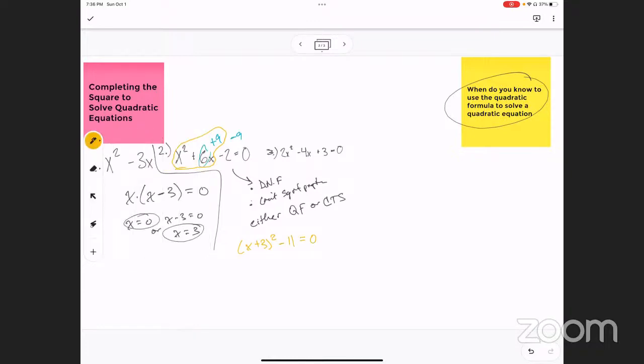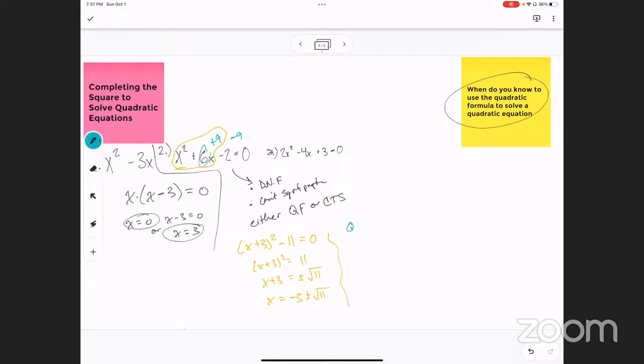And now how do I solve this? Adding the 11. Good. And then so x plus 3 squared equals 11. Then what? Square root. Don't forget both plus or minus on both sides. Then what? Add 3 to both sides. Subtract it. Yeah, I knew you knew that. Good. Now let's do it the other way. Let's do it with the quadratic formula.